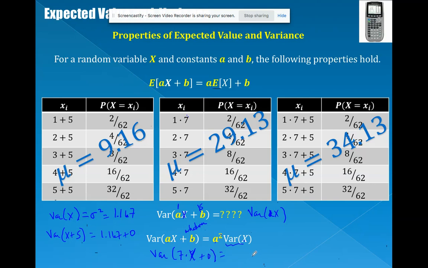It's going to be my old variance times not 7, but times 49. And then this would be the same, right? Because this plus 5 wouldn't matter, not to the variance. All right, pretty cool.